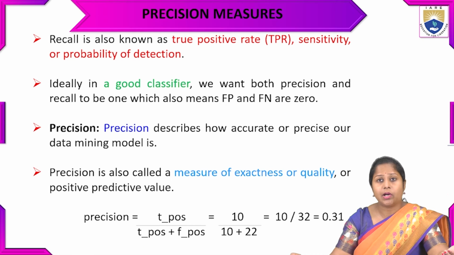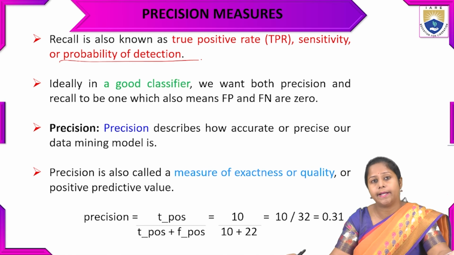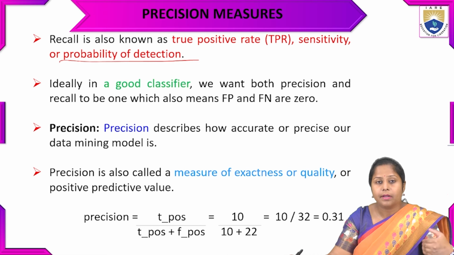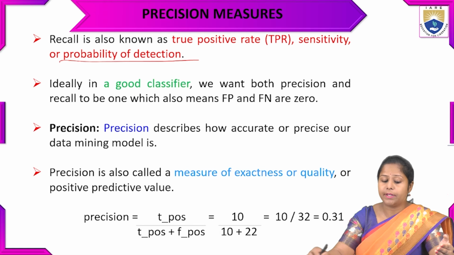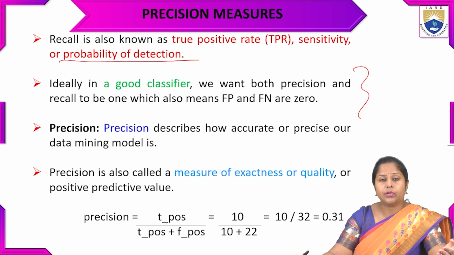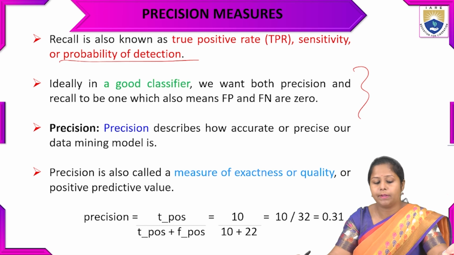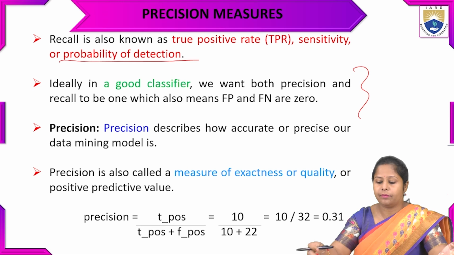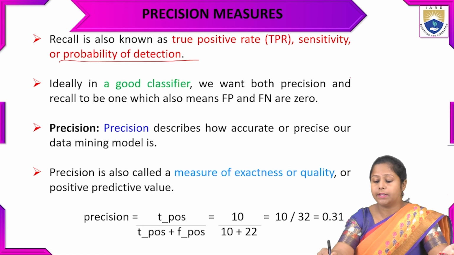Recall is also known as the true positive rate, as I have said. Sensitivity and probability of detection are also other names for recall. Ideally, a good classifier gives accurate predictions for that particular problem, so we want both precision and recall to be one, which also means false positive and false negative will be 0. If the classifier is good, this condition will occur.